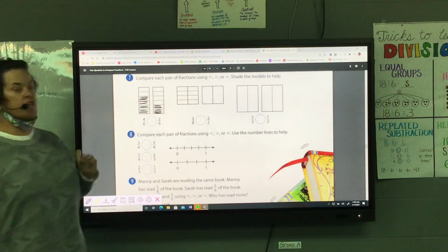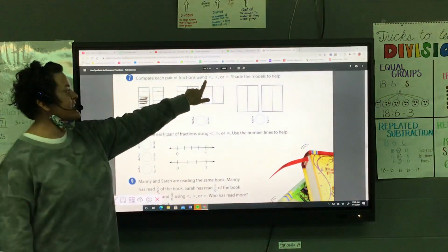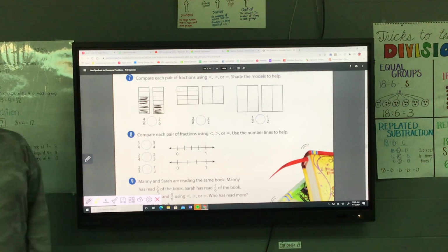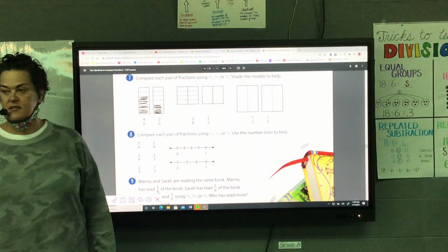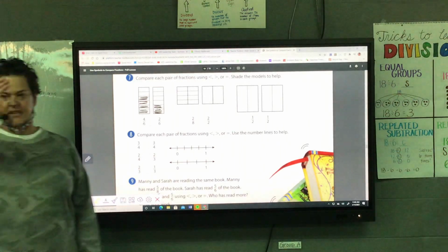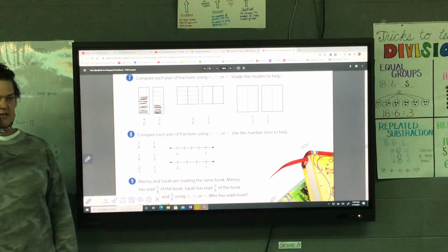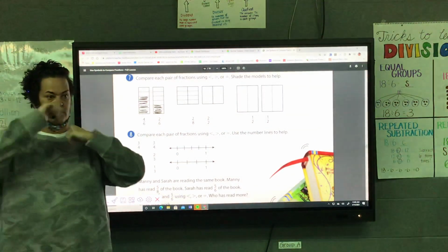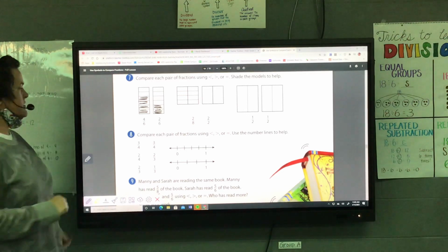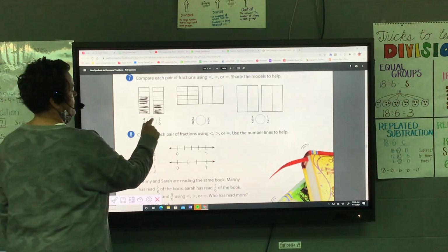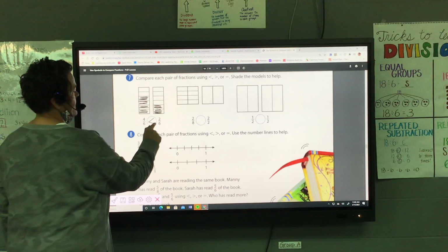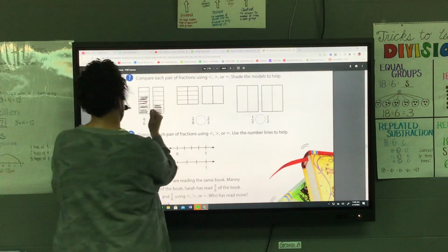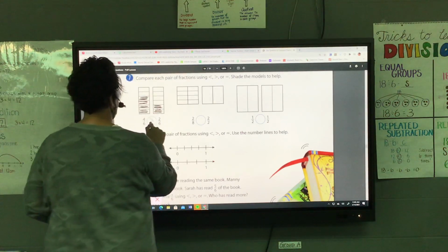Okay, now we're going to use the symbols less than, greater than, or equal to. Is 4/6 less than 2/6? Is it greater than 2/6? Or is it equal to? Greater than. So find the bigger number and have it open up to that big number. Oops, I did it wrong. I was thinking 4/6 was on the other side. Sorry.